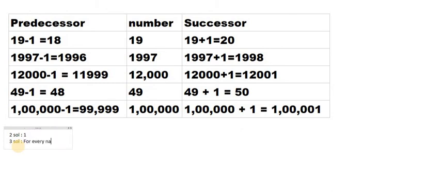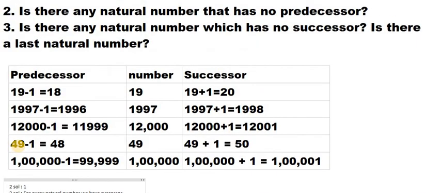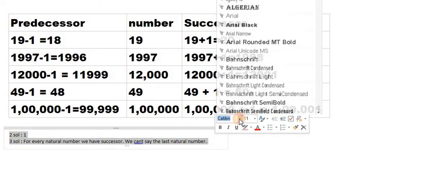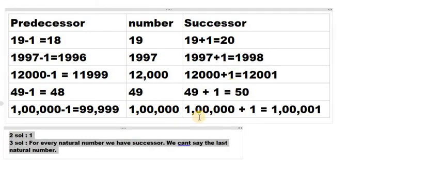For every natural number we have a successor. Is there a last natural number? We can't say the last natural number, because no one can identify, no one can say this is the last number. That is the reason I just wrote that. So we can't identify the last natural number.